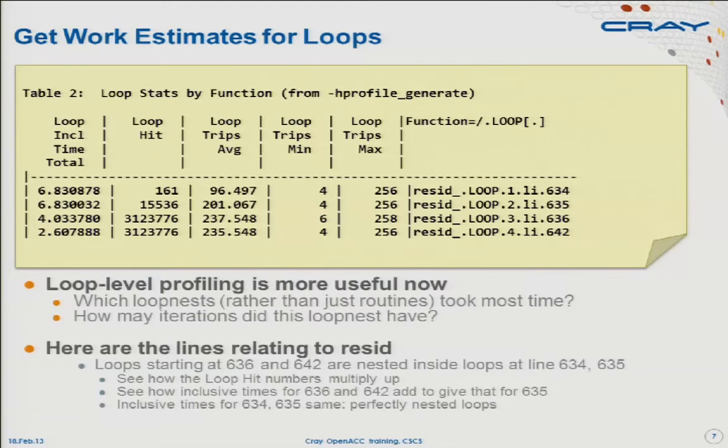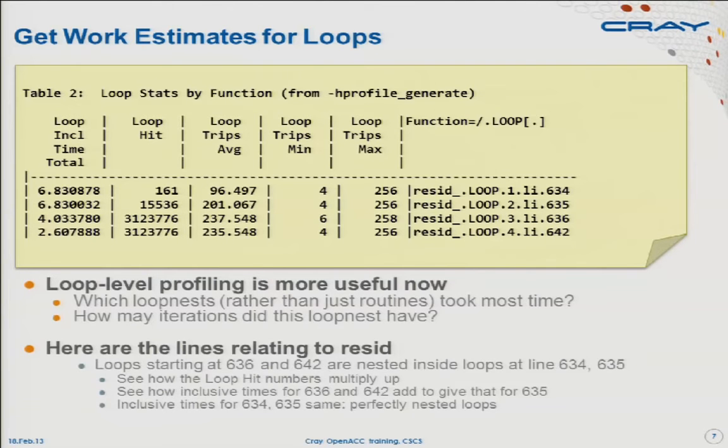But that was routine level profiling. Just because a routine takes a lot of time in the profile, that doesn't mean it's very suitable for putting on the GPU. What you really want to know is about loop nests. What loop nests are there in the code, and how much time did they take? Did this routine take a lot of time in the profile because it has one big loop nest, or because it had a lot of very small loop nests? This is relevant when you're trying to understand how to port the code. So loop level profiling is very useful, and CrayPAT has this facility.